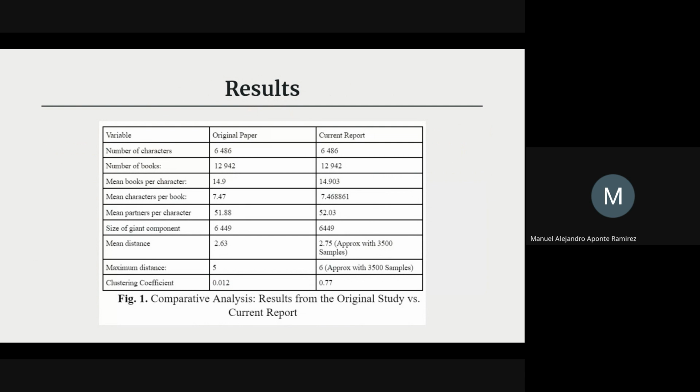And in general, this result shows that, for example, the mean distance between characters is 2.6, which means that there is a high correlation between characters, and it is very probable that different characters or heroes participate together in some of the Marvel comics. And that means that in general, that network could behave similarly to real-world networks.